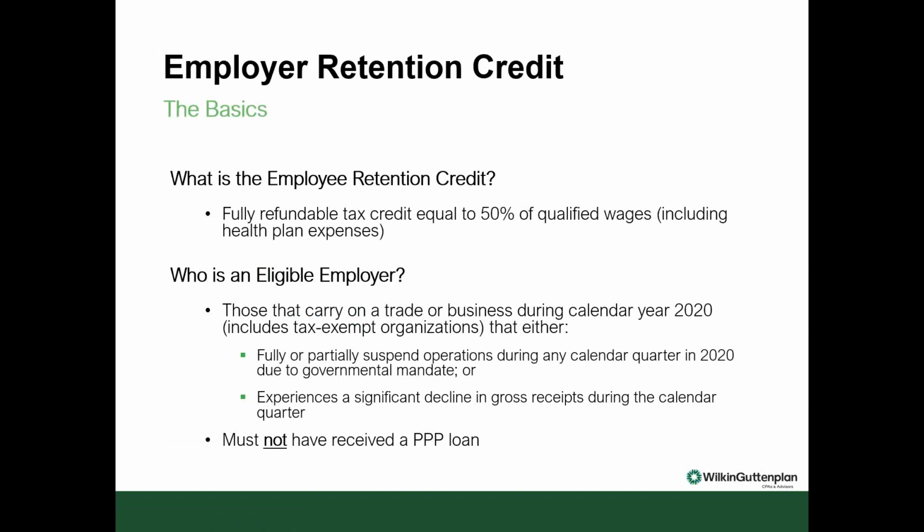In order to qualify, you either have to be fully or partially closed, which we can talk about in a second, or you must have experienced a significant decline in gross receipts during a calendar quarter, which we're going to talk about. The biggest caveat with this is that if you received a PPP loan, that Bill spoke about earlier, you are not eligible for this payroll tax credit.